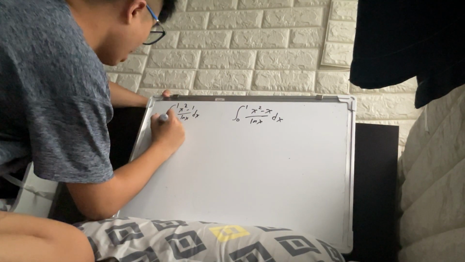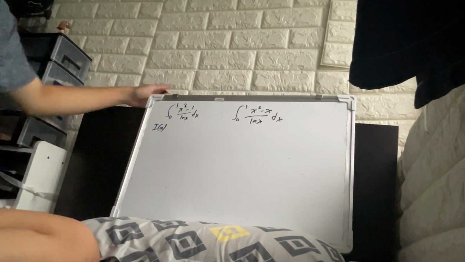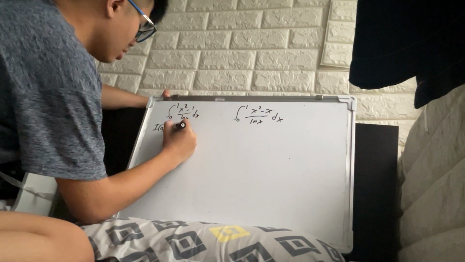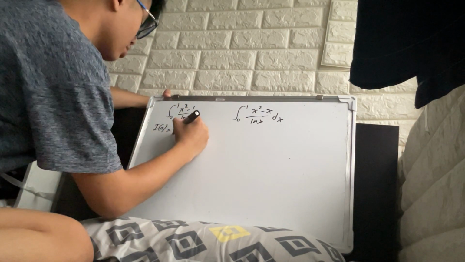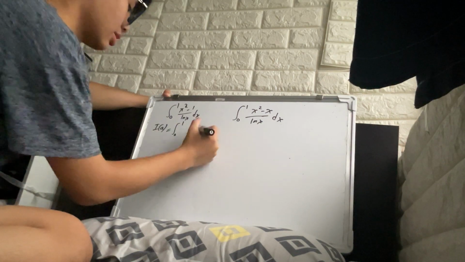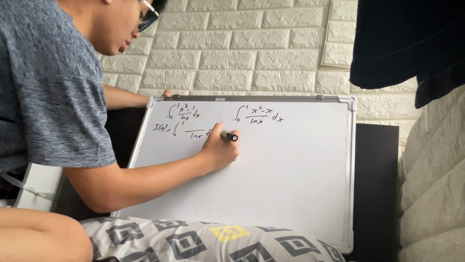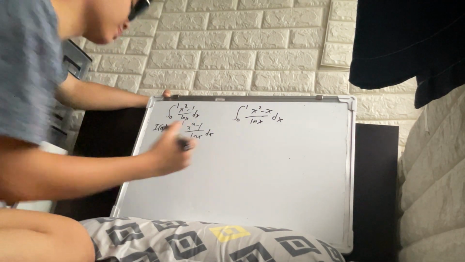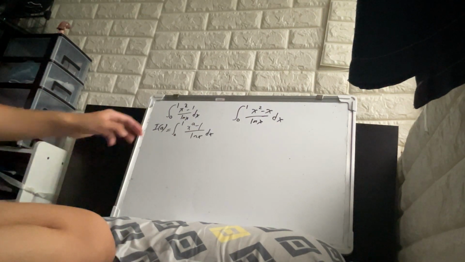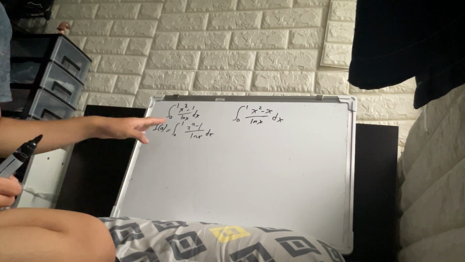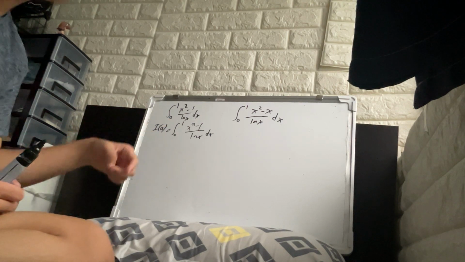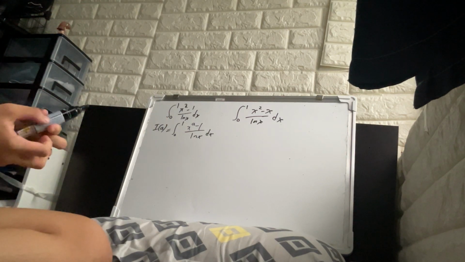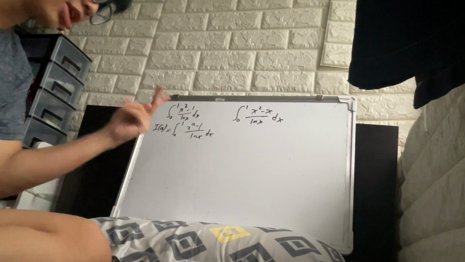So let's define I of a. I like to use a as our variable when we use the Feynman technique. I of a is equal to the integral from 0 to 1 of (x^a − 1)/ln(x) dx. I'm putting an a in the exponent because if we differentiate both sides with respect to a, x is just a constant, so differentiating x^a gives x^a times ln(x), and this ln(x) will cancel with the ln(x) in the denominator.